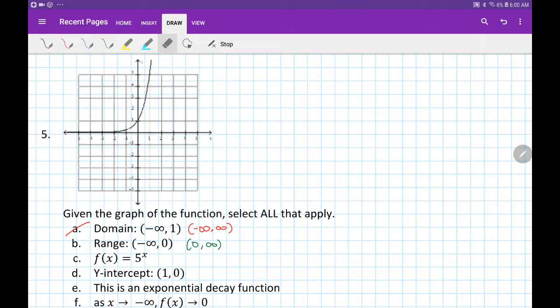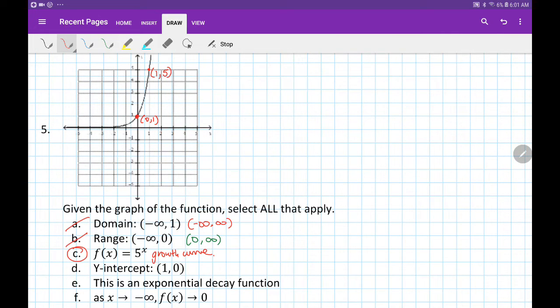Next, C. I'm going to select true on C, and the reason is 5 to the power of x represents a growth curve. And as you can see, this is growing. And if I plug in numbers for x, I'll get 0 in for x. 5 to the 0 gives me 1. And if I plug in 1 for my x value, then 5 to the power of 1 gives me 5. And you can see that the points actually line up. So I can verify C is the correct graph.